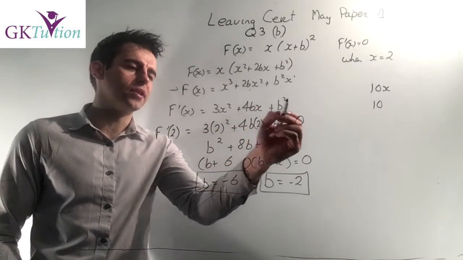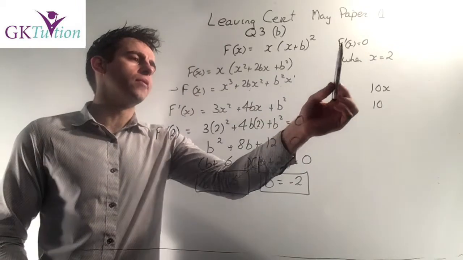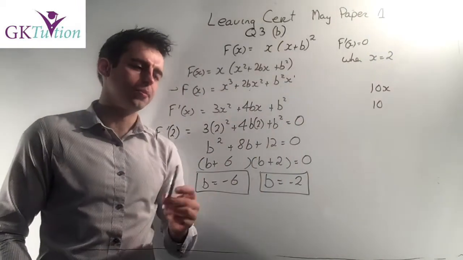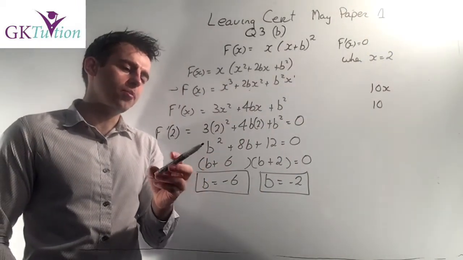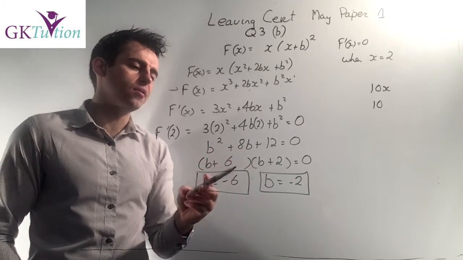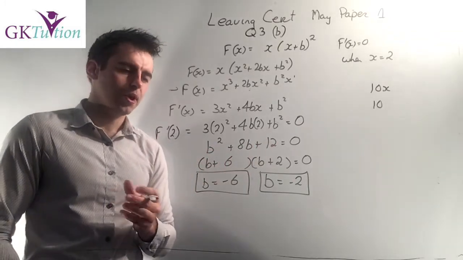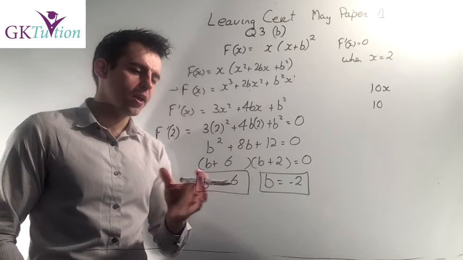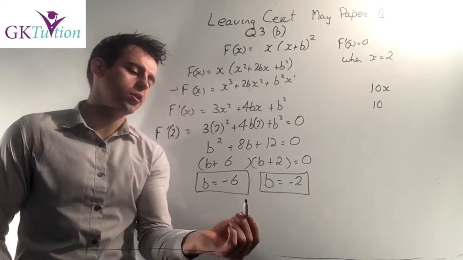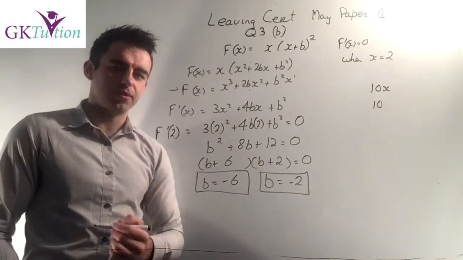So your first derivative is that. And I was told that the derivative equals 0 when x equals 2. So if you sub in 2, you get b squared plus 8b plus 12, and you know that that's equal to 0. So obviously you have just a basic quadratic, you factorize it and you solve it. Your two answers are b equals minus 6 and b equals minus 2.